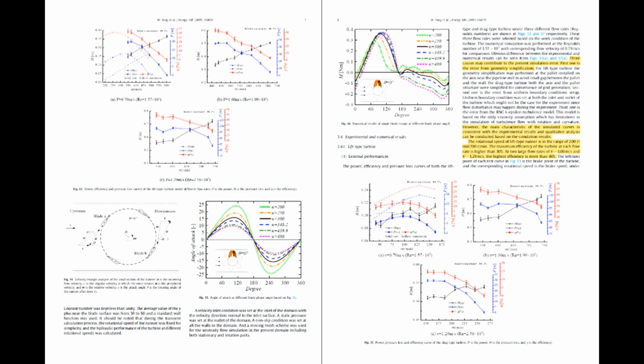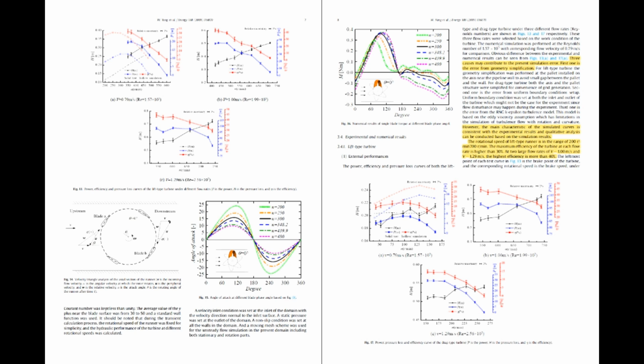Now, coming to the results of the simulation and the experimental setup. First, let's start with the lift type turbine. It is noticed that the experimental and simulated results do not align on certain parameters. This error may be due to the geometric simplification and the choice of the k-epsilon model. However, the main characteristic of the simulated curves is consistent with the experimental results, and qualitative analysis can be conducted based on the simulation results.